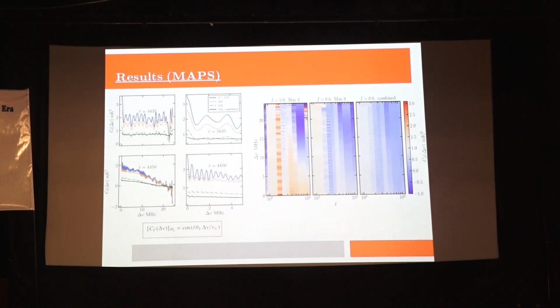This is also demonstrated in this figure, where we show the entire L and delta nu range for the multi-frequency angular power spectrum. We see that for May 6, as we go from f equal to 5 to 0.6, the foregrounds are getting mitigated, and for f equal to 0.6, when we look at the combined nights data, the amplitude and these oscillatory patterns are decreased even further.